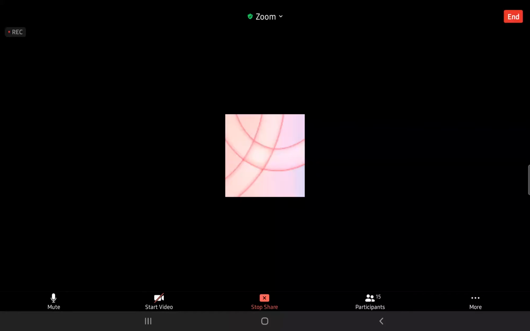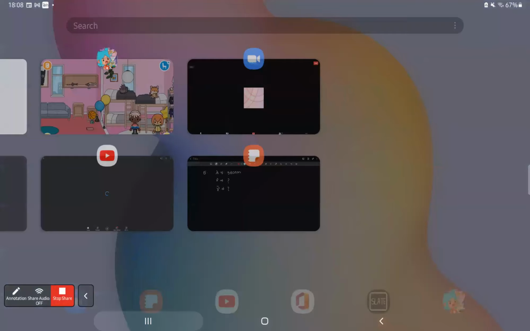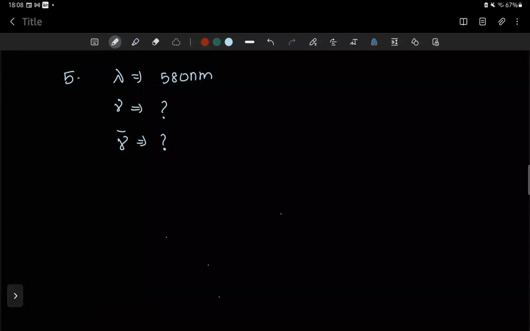V equals to C by lambda. சொல்லுங்க. We can't see your screen, ma'am. Yes, ma'am. We can't see the screen again. Oh, wait. There is some issues. Now? Yes, ma'am. Okay. Sorry for the inconvenience.